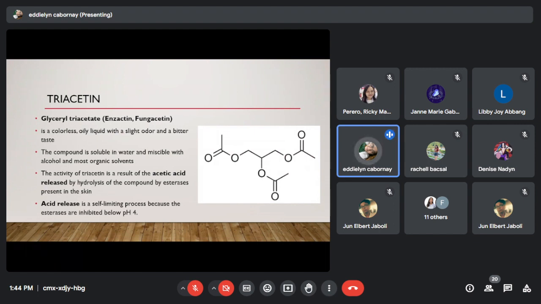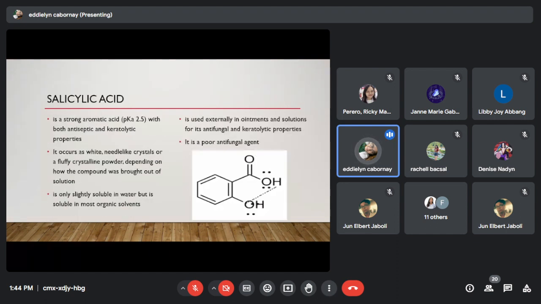Okay? So, for triacetin, the target must be pH 4. Okay? So next, we have the salicylic acid. This is a strong aromatic acid which has a pKa of 2.5 that can be used for both its antiseptic and keratolytic properties. It occurs as white needle-like crystals or a fluffy crystalline powder, depending on how the compound was brought out of the solutions.